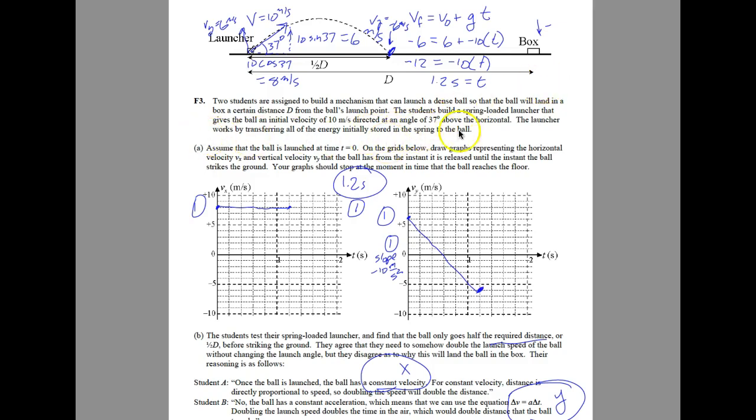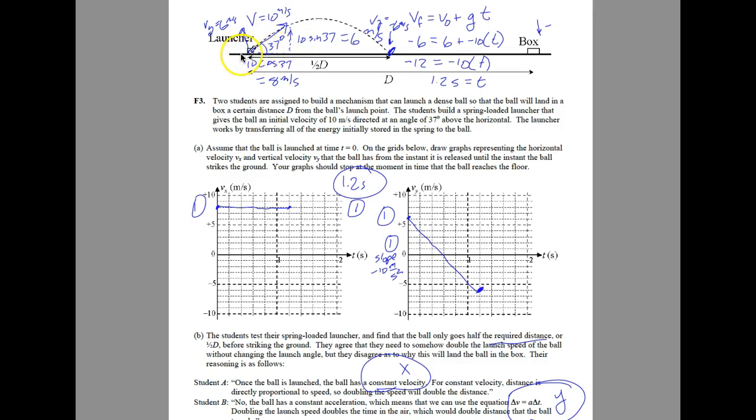The launcher works by transferring all the energy that is initially stored in the spring. So we know there's no loss of energy from the spring-loaded device to the kinetic energy to the potential energy at the top. So what we'll have to do here is we know that this is 10 meters per second. We also know that this is 37 degrees. So we need to find out what is the speed in both the x and the y direction. So we're going to break them into components.